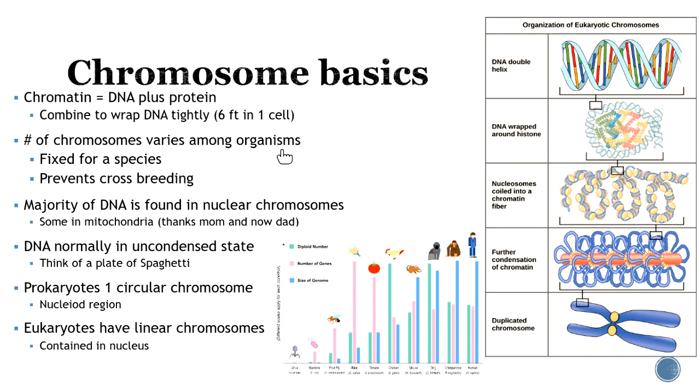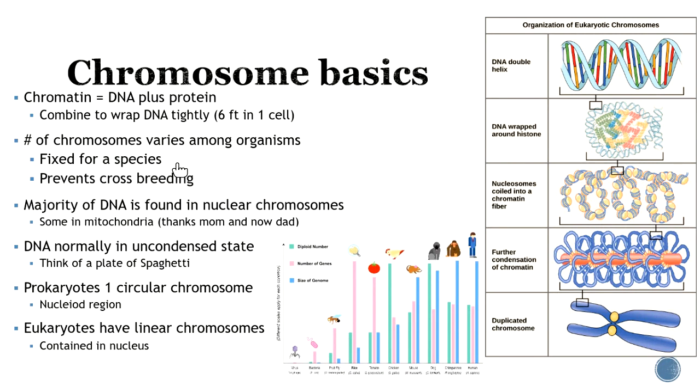Some key things about it, they're going to be fixed for a species. So this is going to prevent a lot of crossbreeding from happening. So no matter how much the dog wants to hump the cat, due to the differences in the number of chromosomes, maybe the dog has 48, the cat has 62, when things like in mitosis and meiosis or all the other stuff, the chromosomes don't match up, and the numbers are just too off, so then you're never going to get a cat dog.